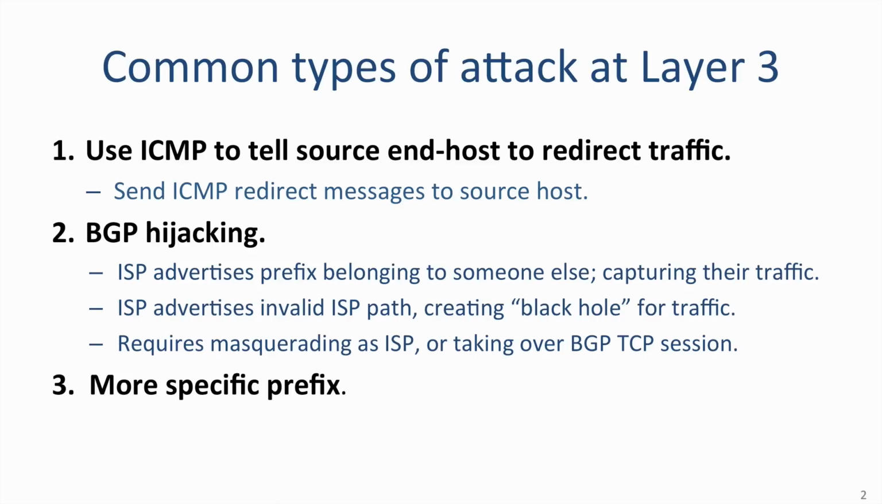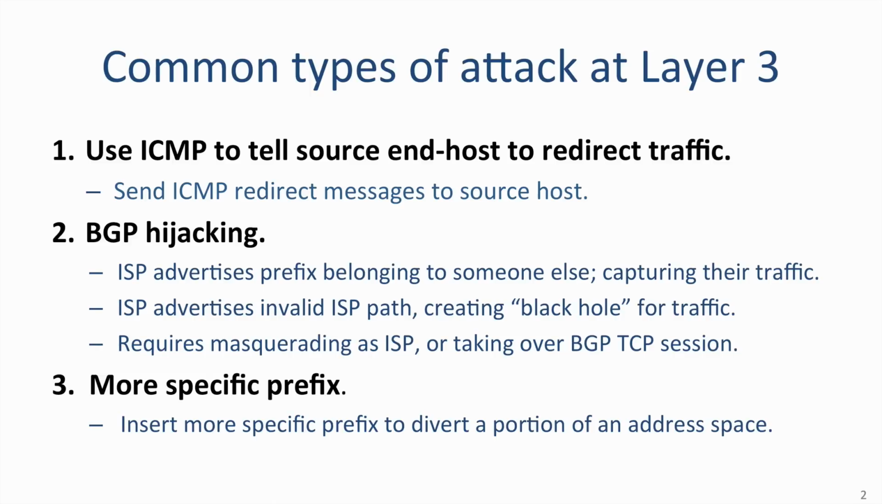Another closely related BGP attack is when an ISP inserts a more specific prefix to divert just a portion of an address space. Again, this requires the attacker to masquerade as an ISP or to take over a BGP TCP session.